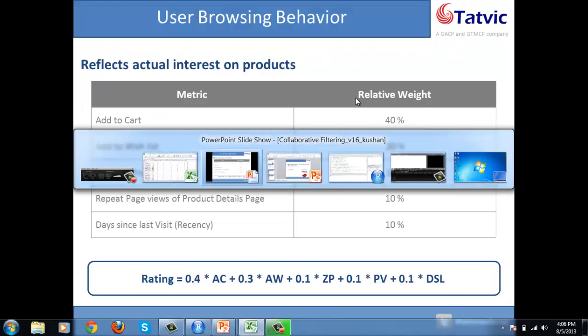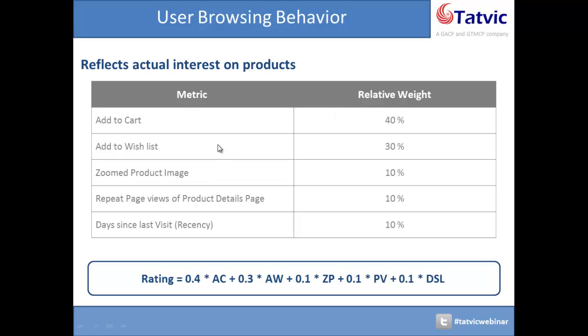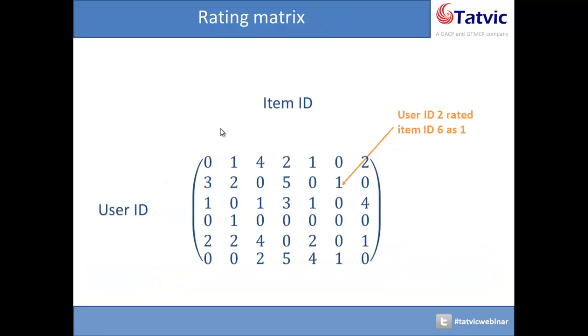So let me go back to the PPT and go to the next step. The next step is rating matrix creation. Rating matrix is another representation of these data points. It will contain ratings for the particular user and particular item. So let me show how it looks.